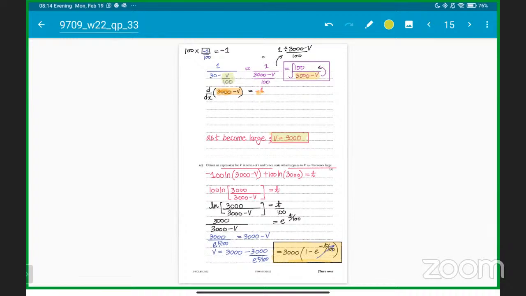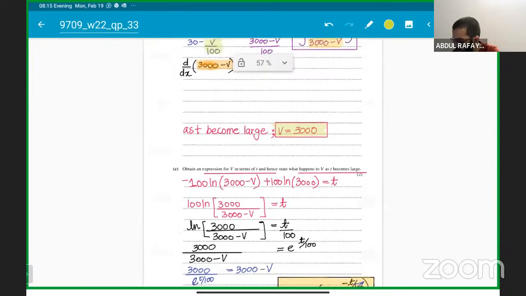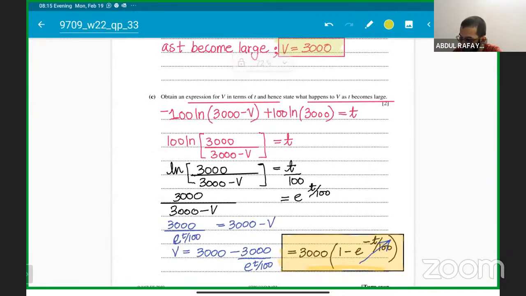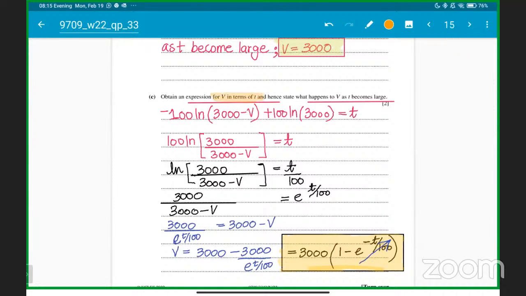Sir, I didn't understand the part about what happens to the state, how will V be equal to 3000? Okay, state. You got this part, how will you express it? How will you make the subject for V in terms of t? This is clear, right?